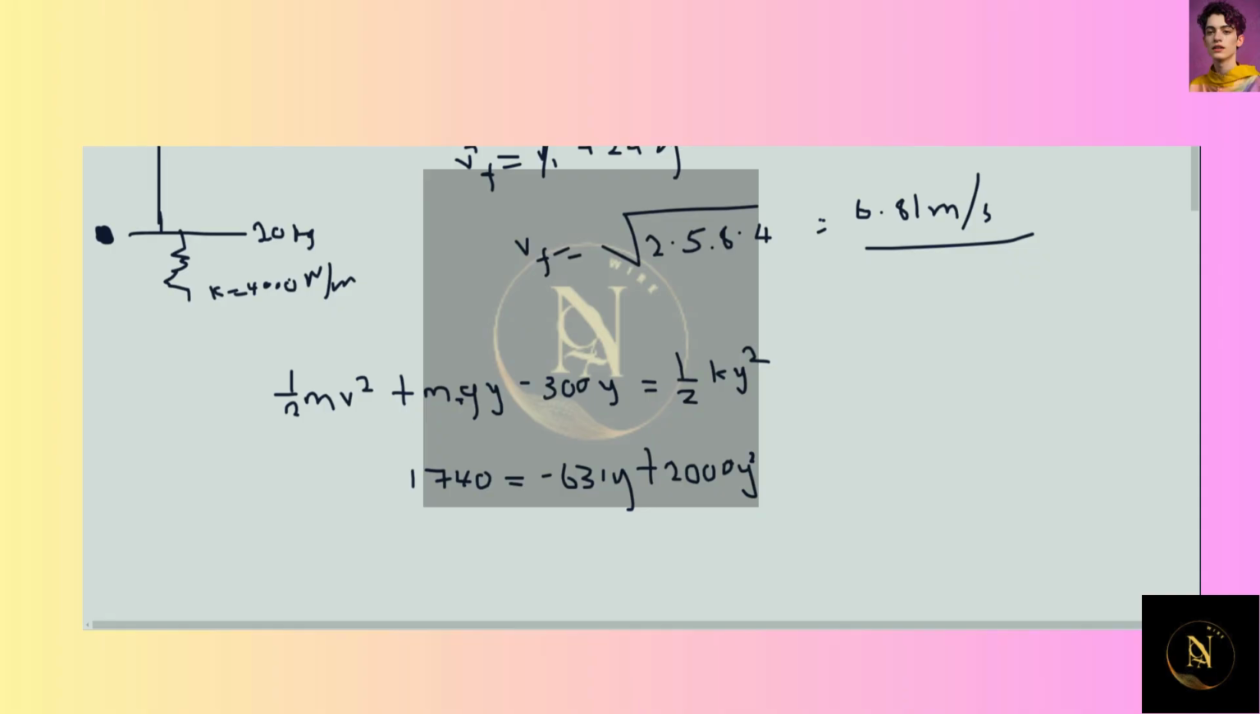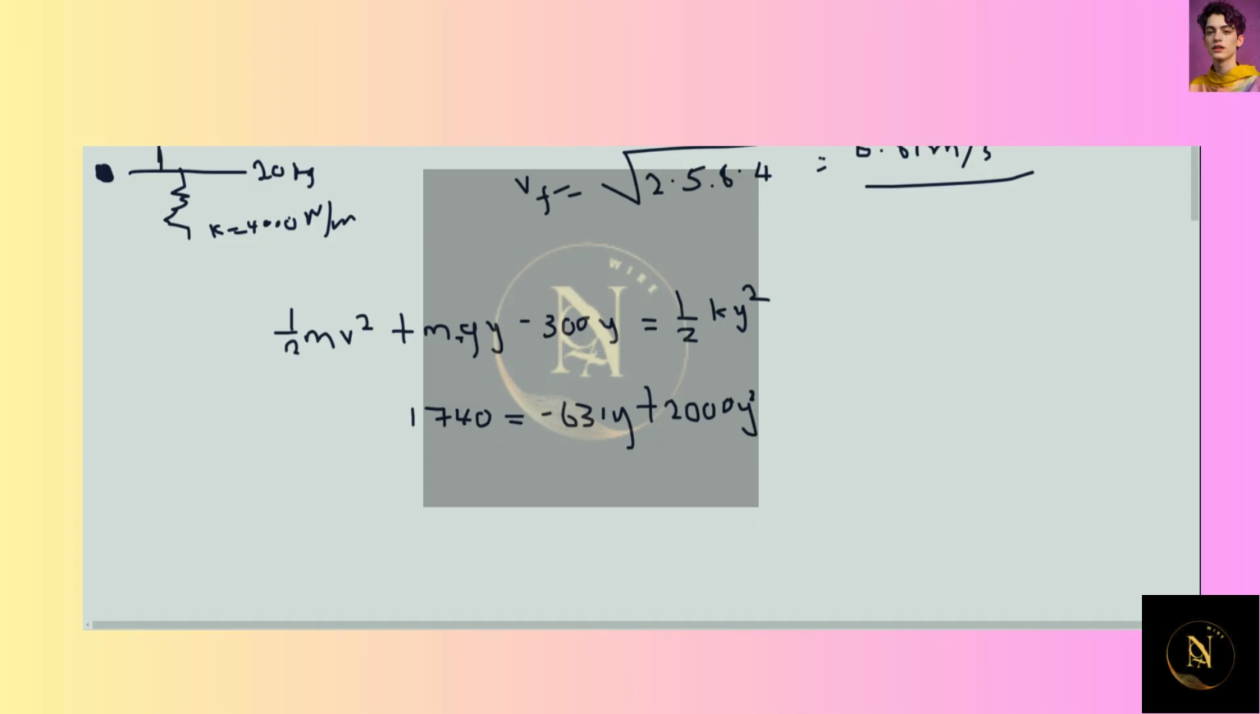Then you can just solve that in your calculator. You get two solutions: y is equal to 1.1 or negative 0.79. The second is a negative value, but they want the maximum, so it's going to be this 1.1 meters. That's the maximum compression that the spring gets.